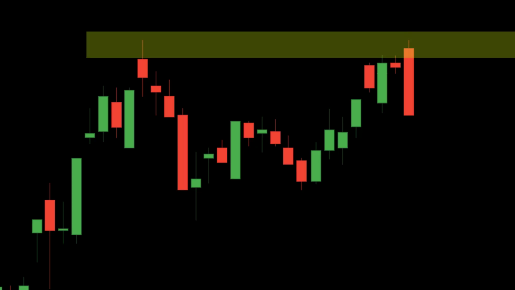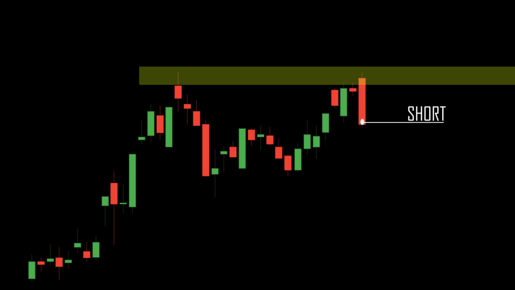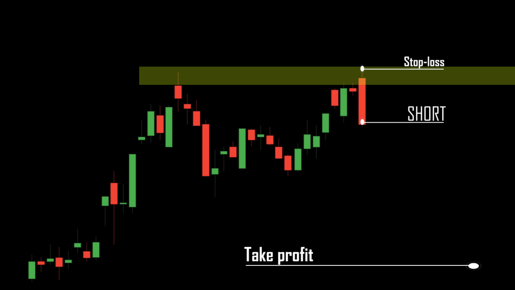High probability setup. Since the red candle has a large body and closes significantly lower, this is a strong evening star pattern. Trade strategy: enter a short position below the low of the red candle. Stop loss: place it above the high of the pattern. Take profit: target the nearest support zone.